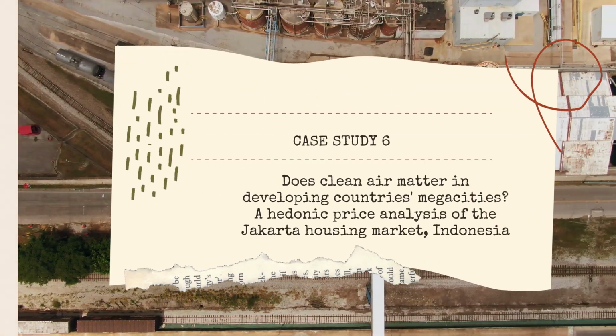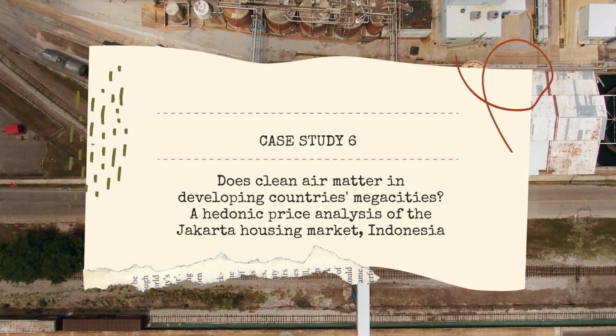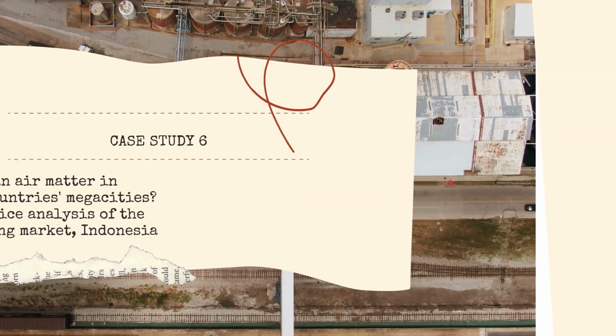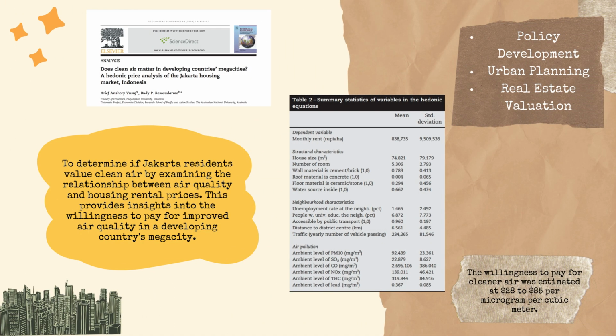Case study number 6 is: does clean air matter in developing countries' megacities? A hedonic price analysis of the Jakarta housing market, Indonesia. The main purpose is to determine if Jakarta residents value clean air by examining the relationship between air quality and housing rental prices. This provides insights into the willingness to pay for improved air quality in a developing country's megacity. For policy development, first up, clean air. It's not just about better health, it also raises property values. This gives policymakers a strong reason to prioritize improving air quality, benefiting everyone.